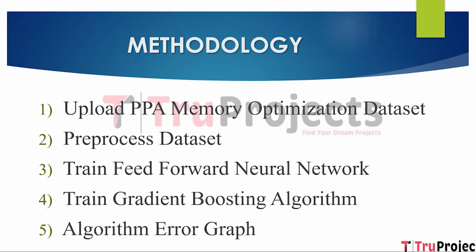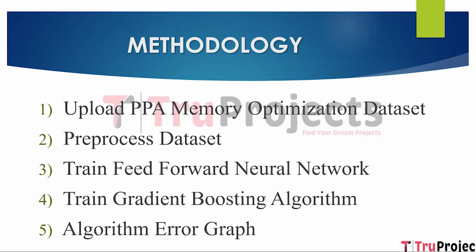Next one is to train the gradient boosting algorithm. Gradient boosting is an ensemble learning technique that combines weak learners to create a strong predictive model. It is used in the project for memory optimization prediction and performance comparison with the feed-forward neural network. Gradient boosting is a powerful algorithm that can handle complex relationships in data and improve prediction accuracy. Using this module, we will train the gradient boosting algorithm on the same data and then compare its error rate with the feed-forward neural network, with gradient boosting as an existing algorithm.